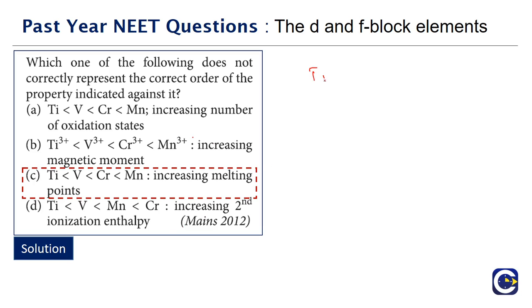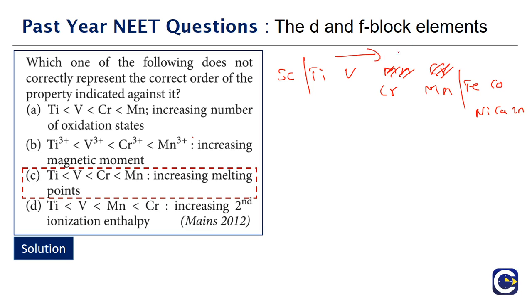So this is the 3d series: scandium, titanium, vanadium, chromium, manganese. Then iron comes, then cobalt, nickel, copper, zinc. We don't need to bother about the others. So what is the expected trend when the ionization enthalpy is increasing? We expect titanium less than vanadium, less than chromium, less than manganese. This is the trend that we expect.